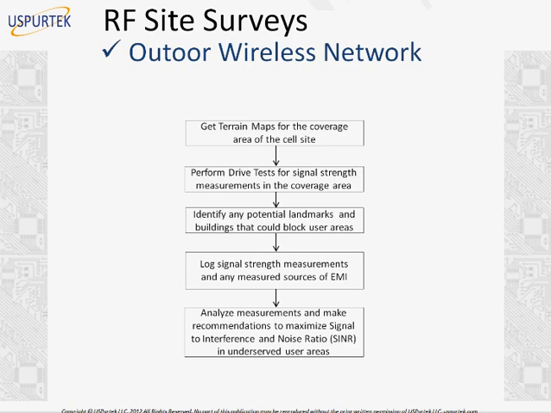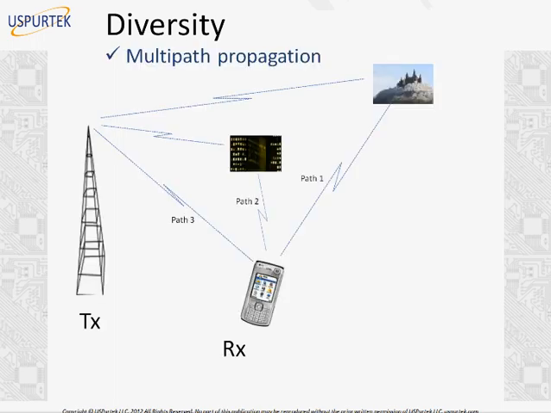all the measurements, identify any potential landmarks and buildings that could block user areas, log the signal strength measurements and any measured sources of EMI, analyze those measurements and make recommendations to maximize signal to interference and noise ratio in underserved user areas. Okay. So it's a very straightforward topic, but the idea is that we need to be very, very careful about the site surveys. It must be done before installing any antenna system.